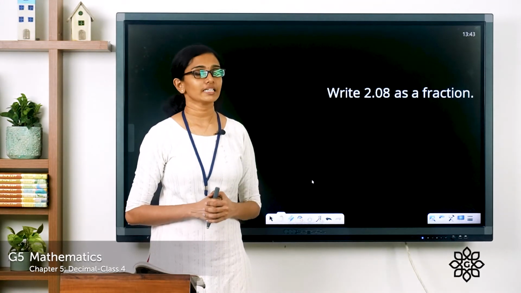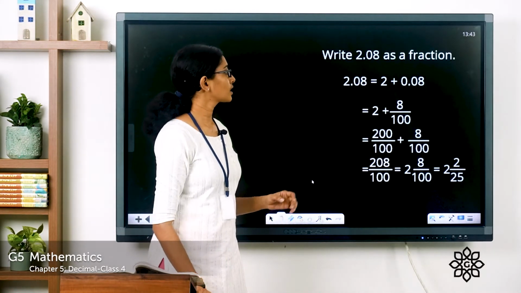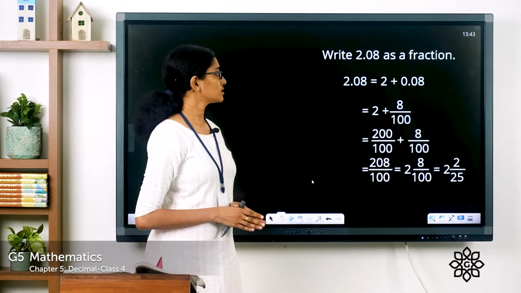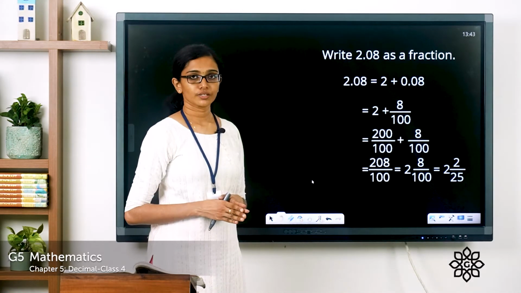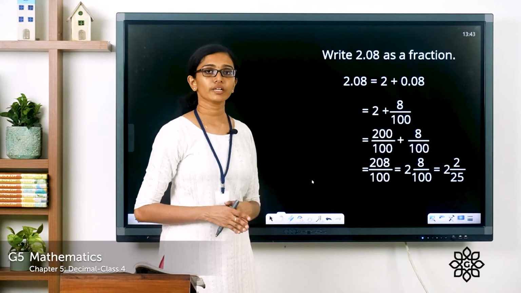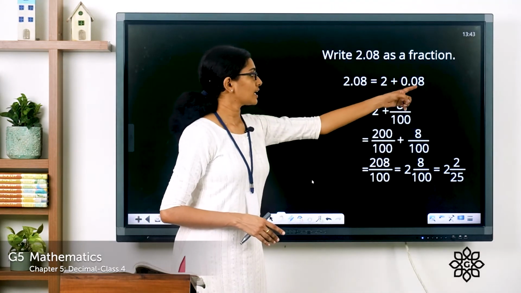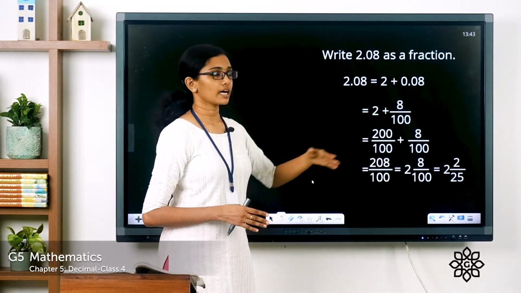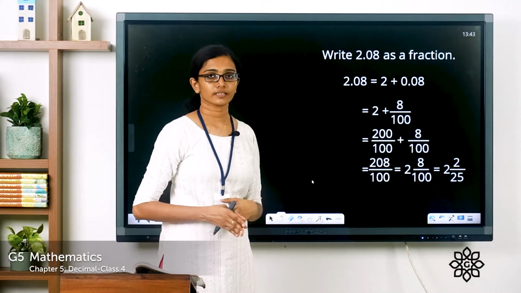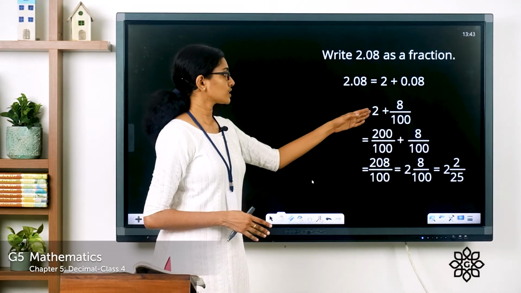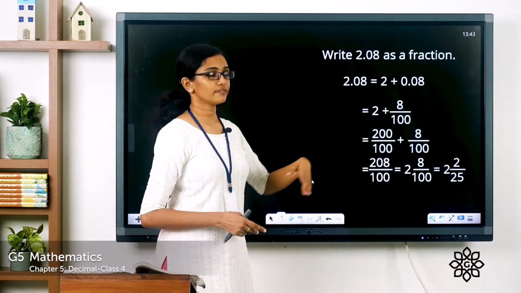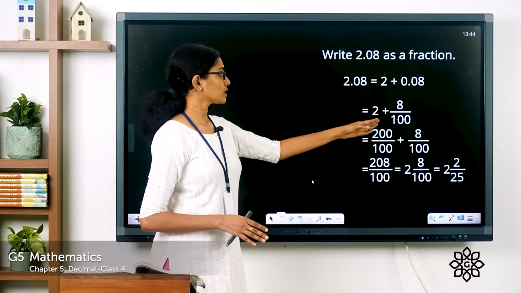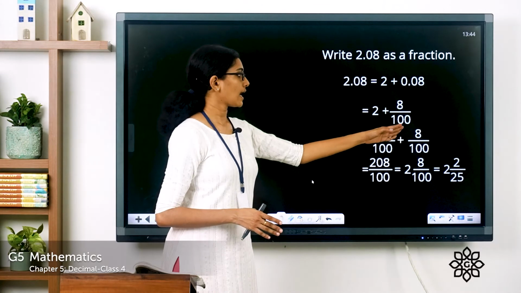Write 2.08 as a fraction. So let's see. 2.08 is equal to 2 plus 0.08, and what is 0.08? In 0.08, the digit 8 is in the hundredths place. So let's write 2 plus 8 by 100, which is equal to 0.08. Here we are adding a whole number and a fraction. So after taking the LCM and making the denominators the same, you get 200 by 100 plus 8 by 100.